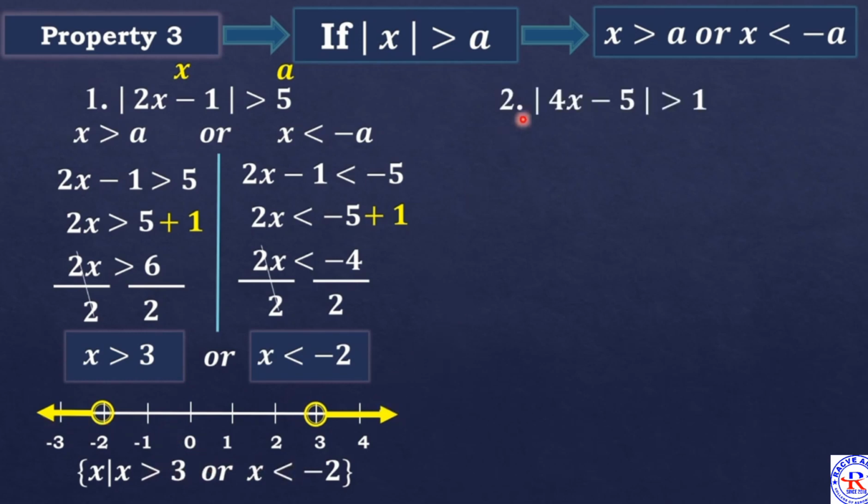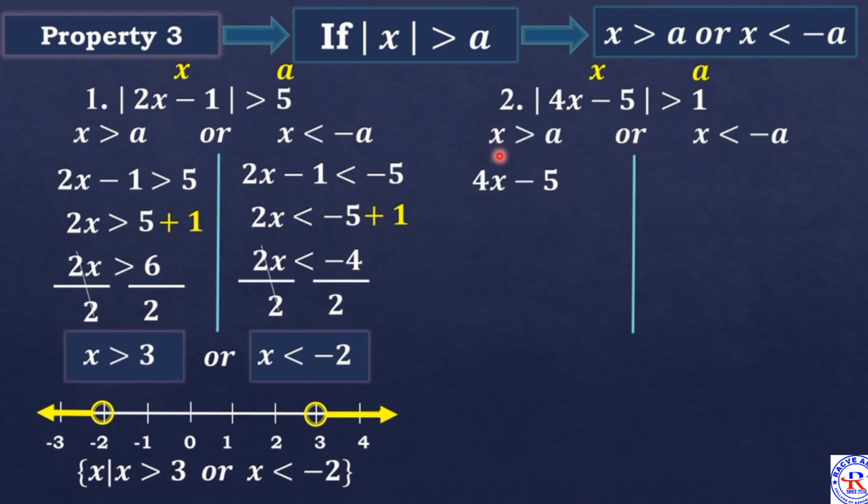Next, I have 4x minus 5 is greater than 1. So this is your x, this is your a. Same process. So your x is 4x minus 5, a is 1. Okay.